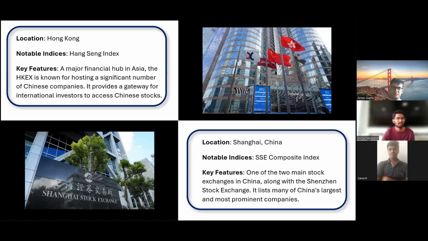And the next is Hong Kong. It's a major financial hub in Asia. It is known for hosting a significant number of Chinese companies. It provides a gateway for international investors to access Chinese stocks. Next is Shanghai, China, one of the two main stock exchanges in China, along with the Shenzhen Stock Exchange. It lists many of China's largest and most prominent companies.